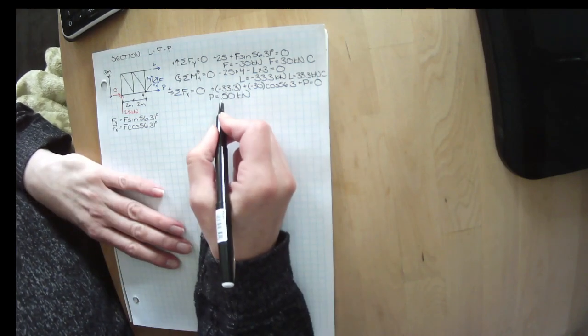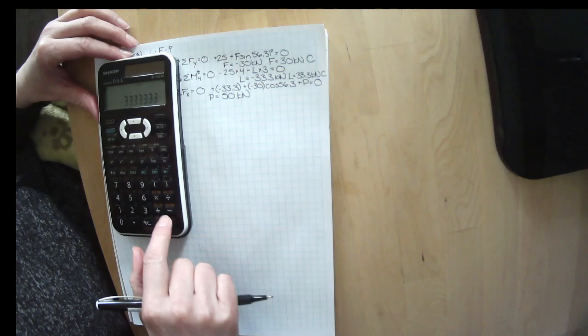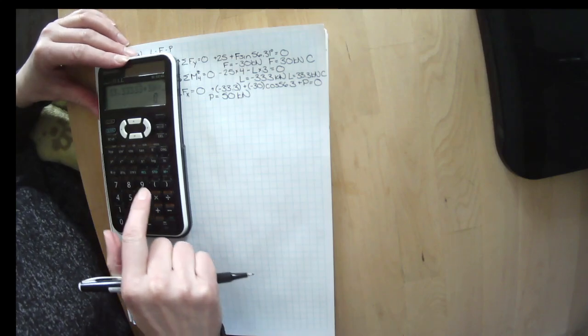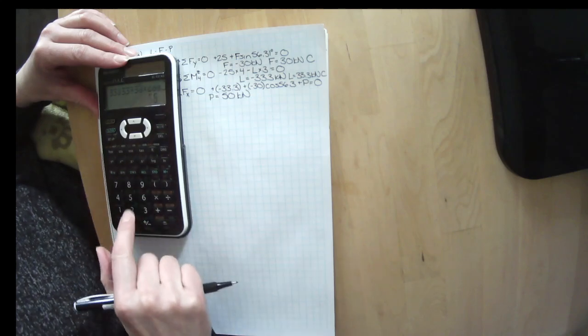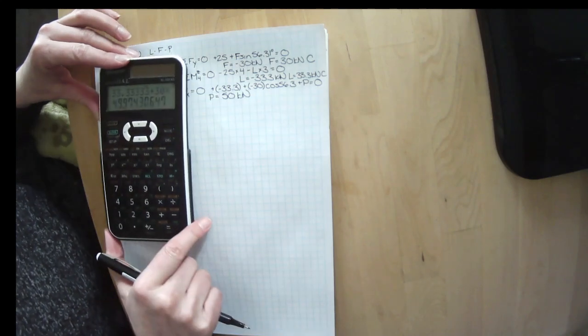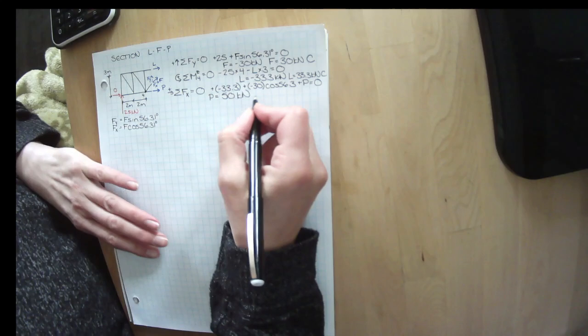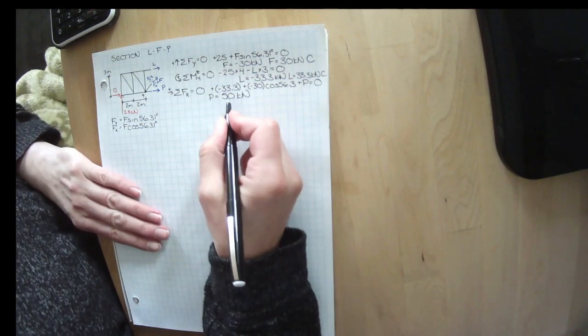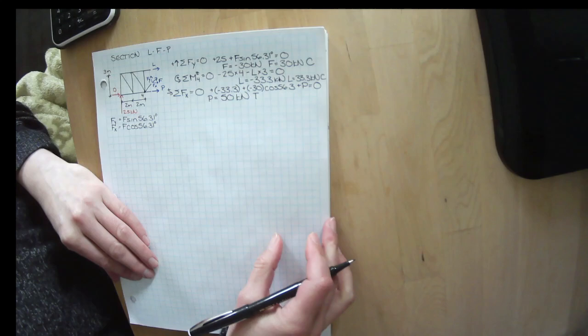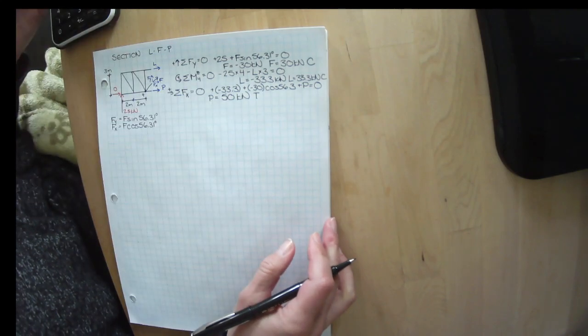It was positive, so really we're saying we had 33.3333 plus 30 times the cos of 56.31. You can see that that rounds up to 50. We've got 50 kilonewtons positive, which means it was in tension. So we've solved for all three unknowns here.